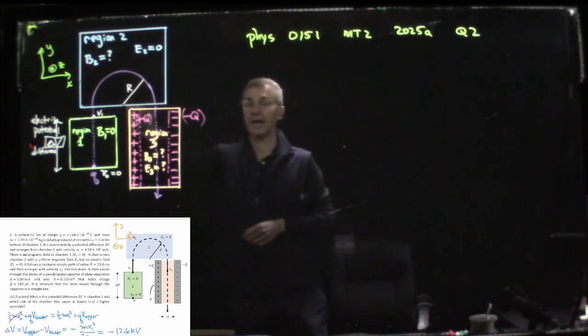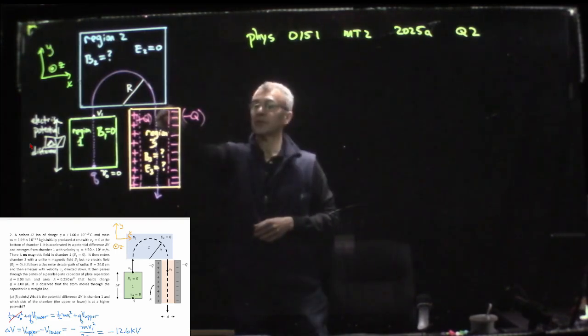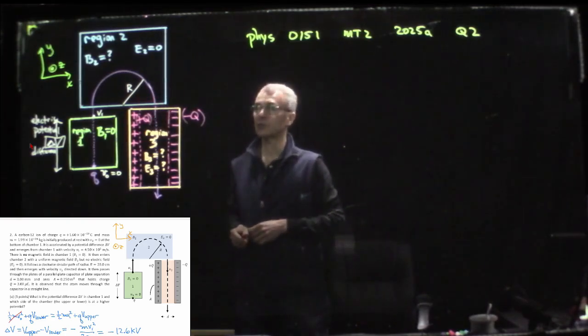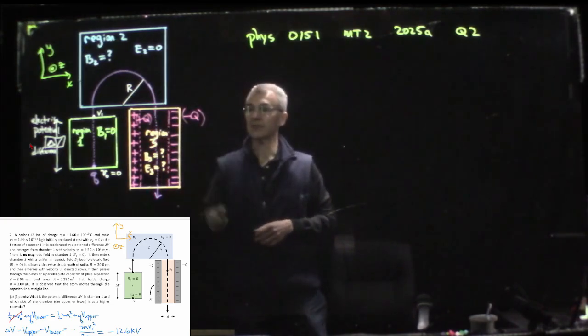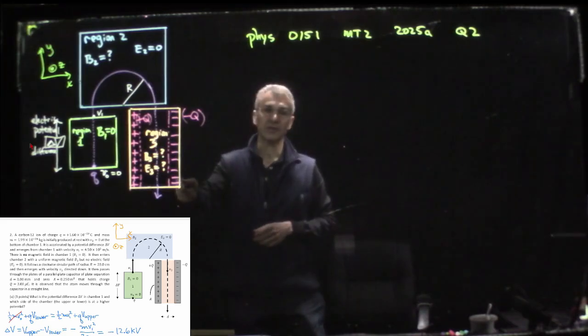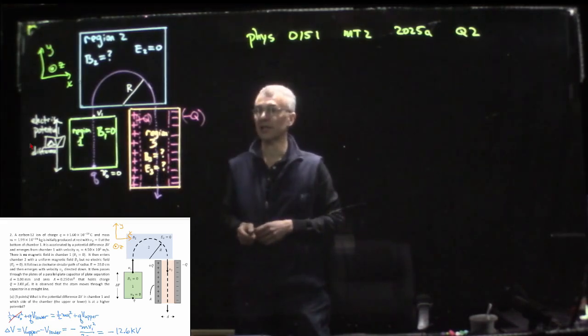We need to determine the magnitude and direction of the magnetic field in region 2. We also, I think, need to determine the particle's speed as it exits region 2. Then the particle enters region 3. The magnetic field in region 3 is to be determined, direction and magnitude. The electric field in region 3 is to be determined, direction and magnitude.